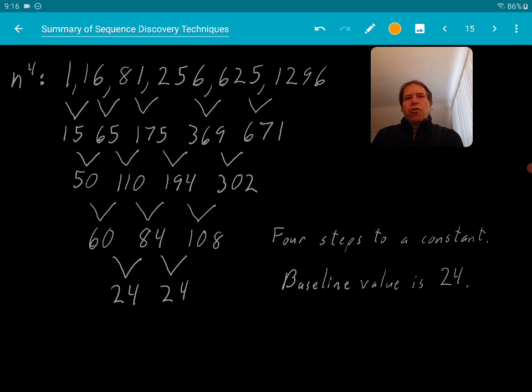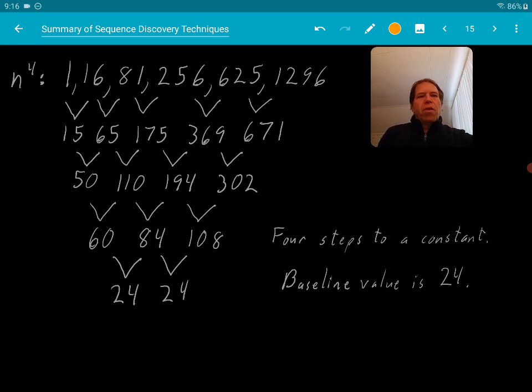I probably should have taken the next value also, but if you tried this on your own, I didn't need you subtracting 7 to the 4th power from 6 to the 4th power and so forth. If you're interested in trying it, you will discover that you get 24 again and again and again. So it takes 4 steps to get to a constant value. Fitting with our pattern, I'm sure that you could have guessed it would take 4 steps. And the baseline value is now 24.